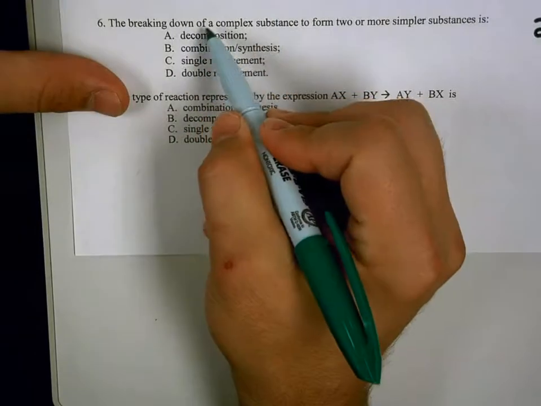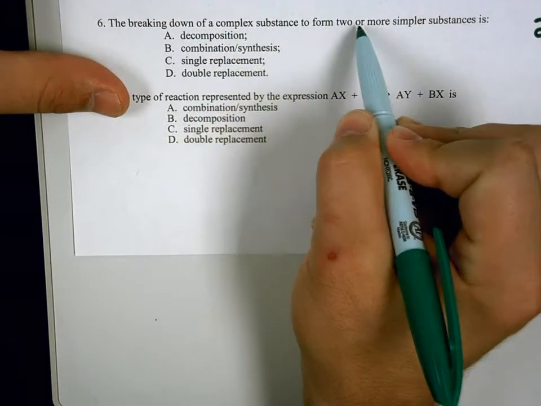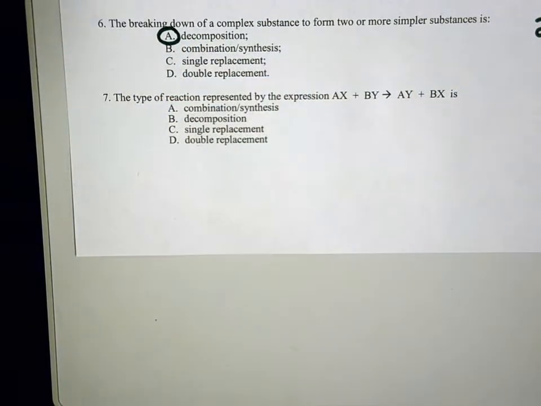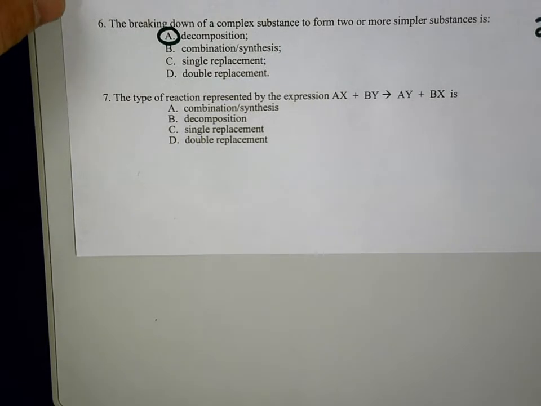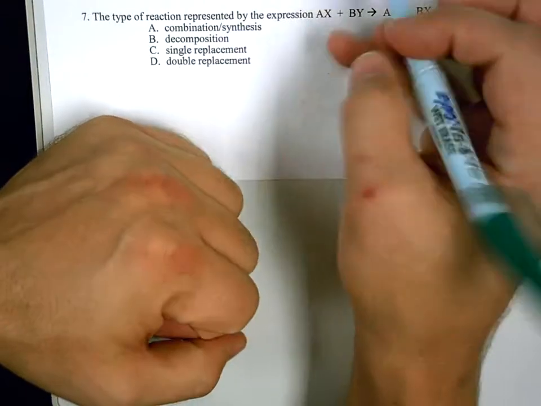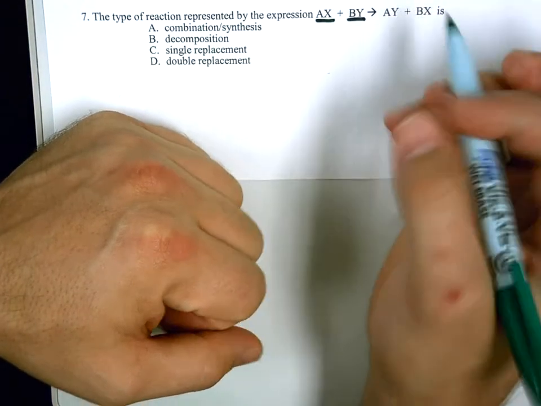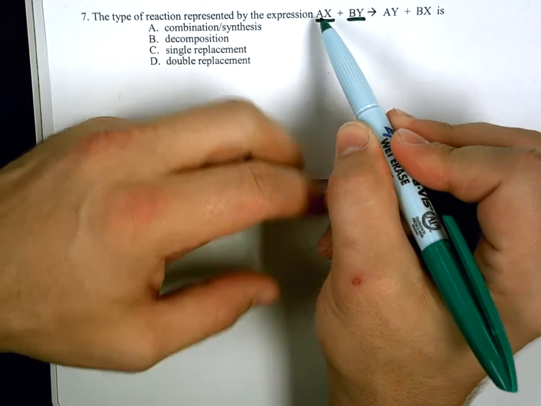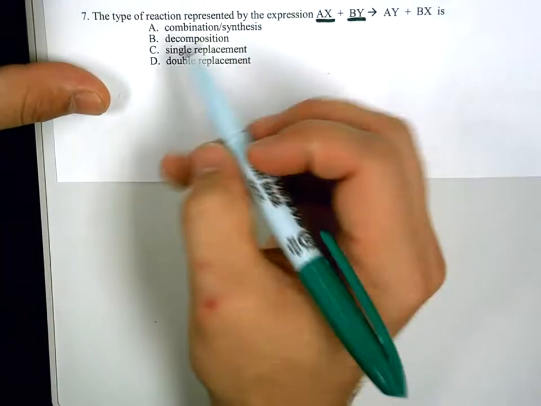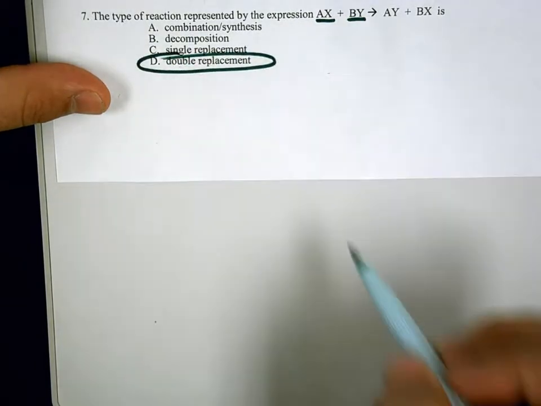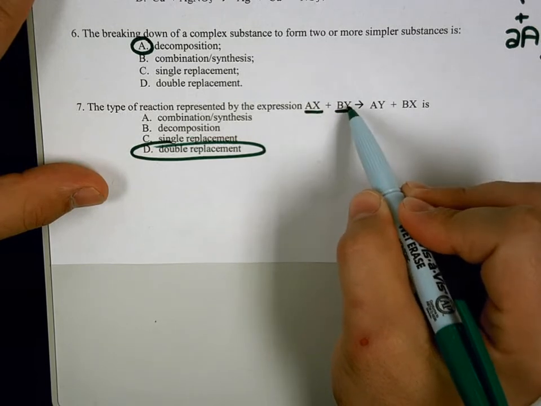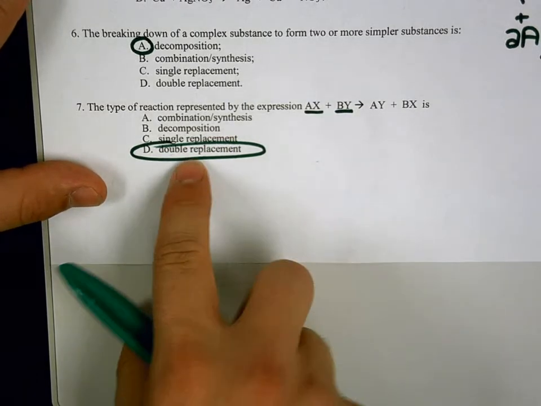For number 6, the breaking down of a complex substance to form 2 or more simpler substances, I think that was our definition of a decomposition reaction. Question 7. The type of reaction represented by AX plus BY. Since we have different atoms bonded together both here and here, I'd say this is a compound plus a compound, and for us that was a double replacement reaction. And again, it looks like the positive here is switching with the positive here, so we get AY and BX as our products. Double replacement.